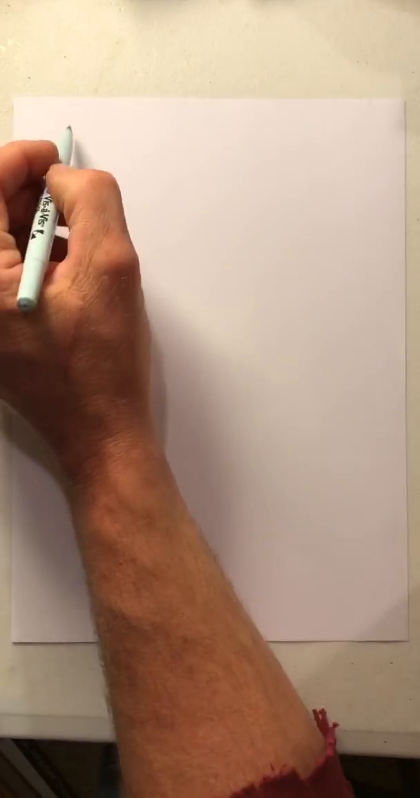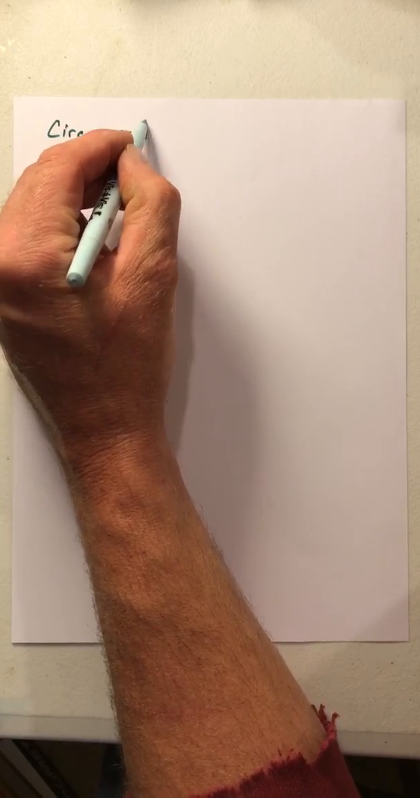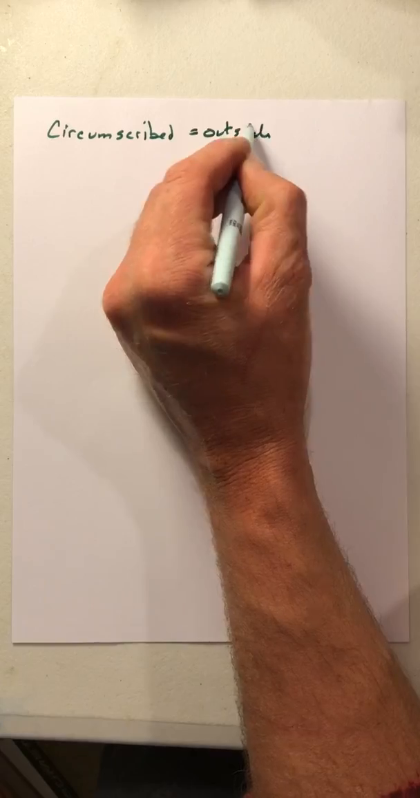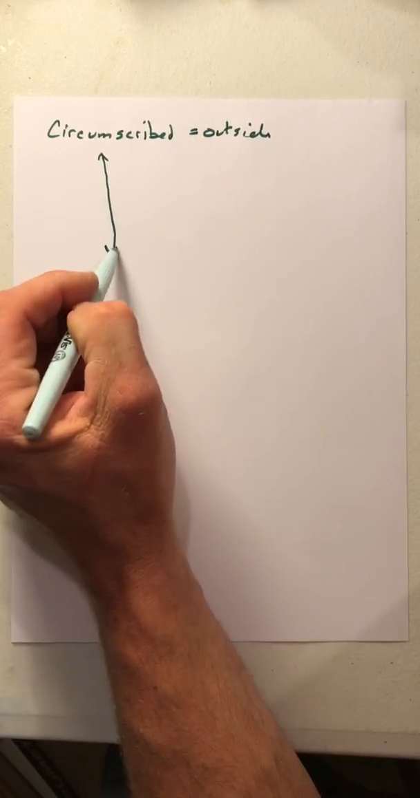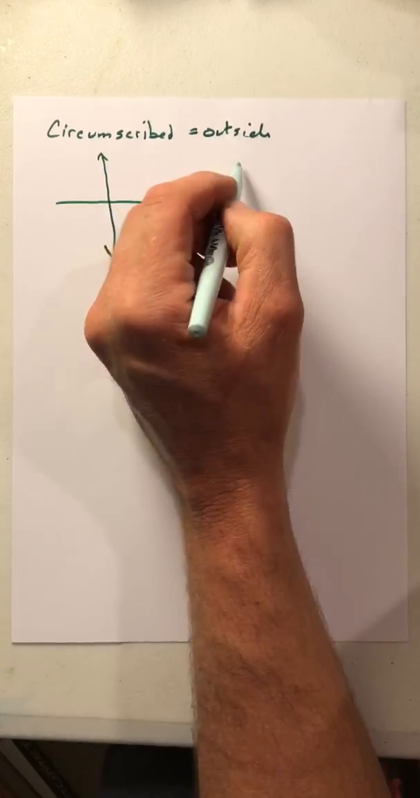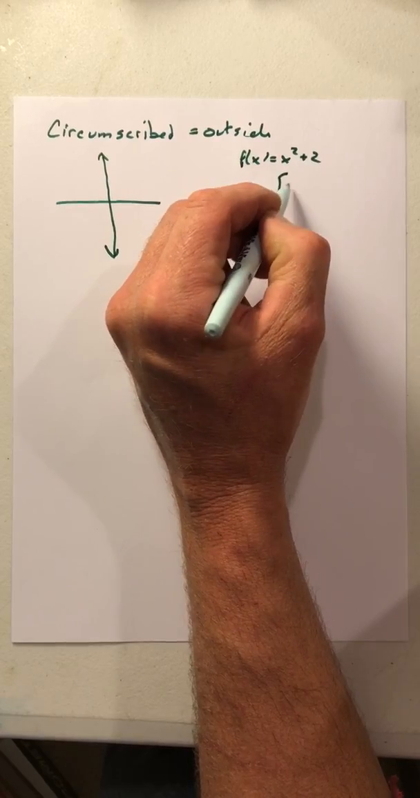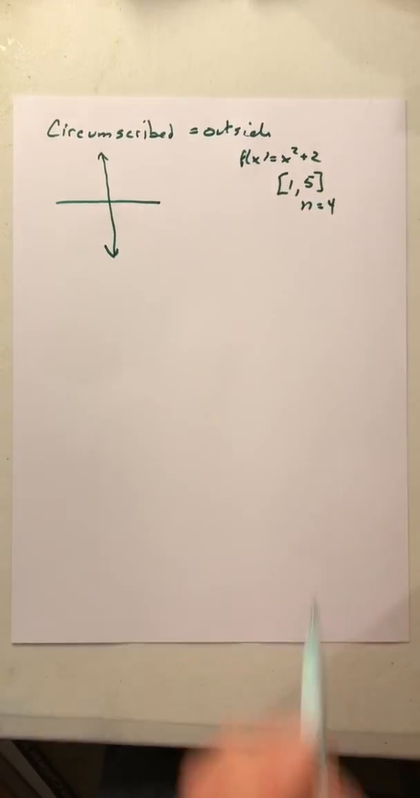The next method I want to look at is the circumscribed method. And if we think about circumscribed, you should think circumference. Circumference means outside. So this is going to be our outside kind of method. So I want to look at that same graph, the same function, f of x equals x squared plus 2. And again, I'm going to go on the interval from 1 to 5, and I'm going to do 4 sections.